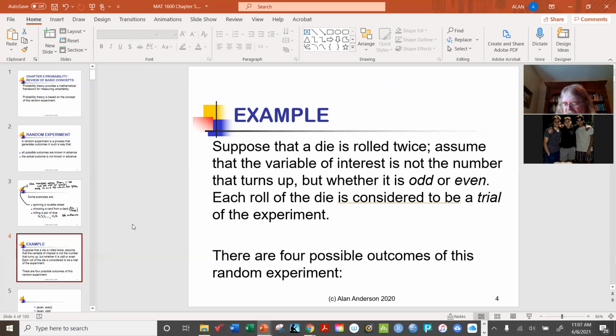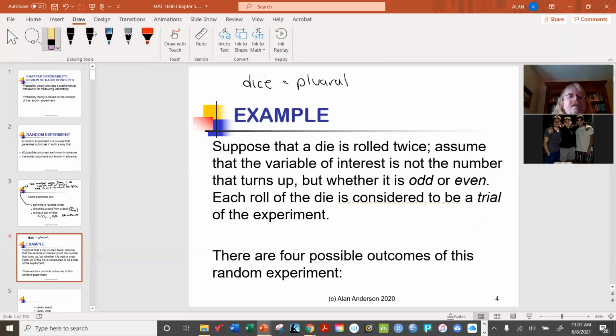By the way, in case you never noticed this, dice is a plural word. It's the plural of die. Whoops. So it's correct to say a single die. But when you have 2 or more, they're called dice. Okay. Just thought I would mention that.